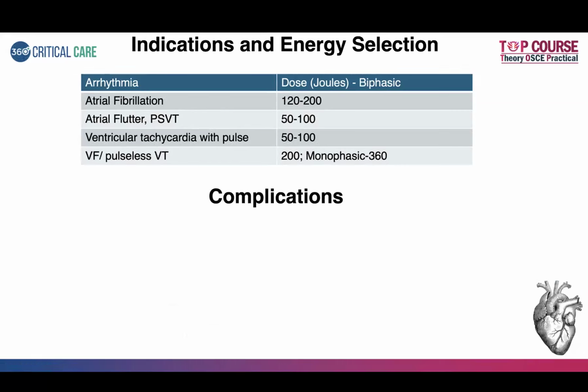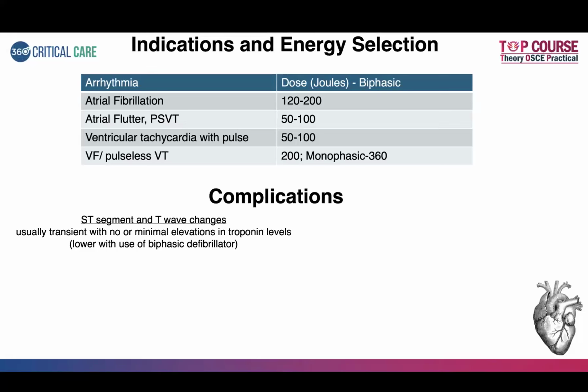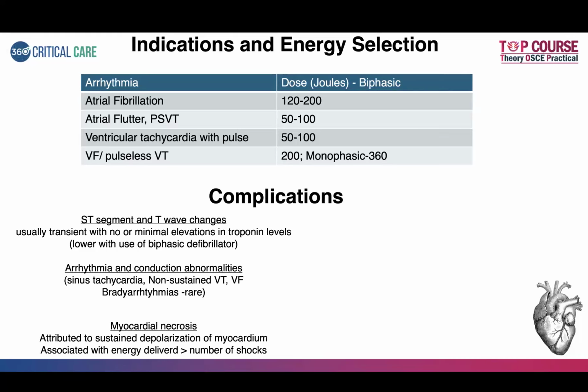So the complications related to defibrillation are, there can be ST segment and T wave changes, which are usually transient with no or minimal elevations in troponin levels. It is again lower with use of a biphasic defibrillator. Arrhythmias and non-conduction abnormalities. The most common are sinus tachycardia, non-sustained VT or VF, and bradyarrhythmias. But bradyarrhythmias are very rare. There can be a probable risk of myocardial necrosis, which is attributed to sustained depolarization of the myocardium. They say it is more associated with the energy delivered rather than the number of shocks.